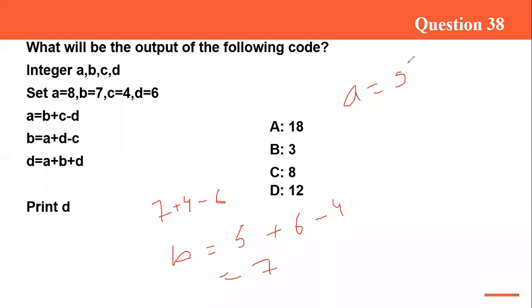So I'll write it somewhere. B value is 7. Then the last, D value. D is equal to A plus B plus D. 5 plus 7 plus 6. That's all right. What is 5 plus 7 plus 6? 18. Perfect. The answer is 18.